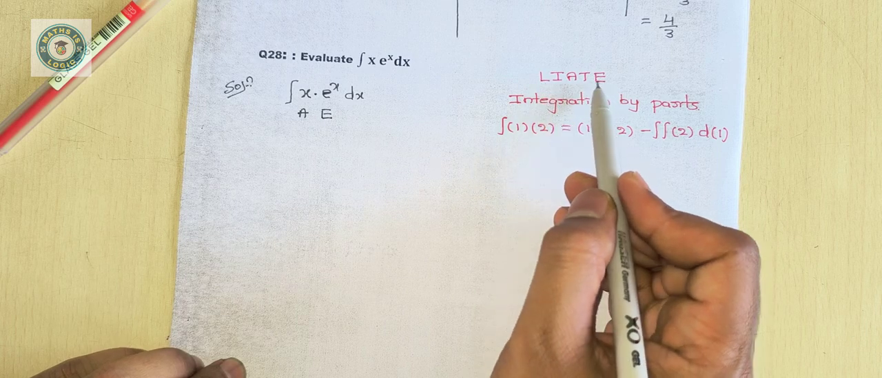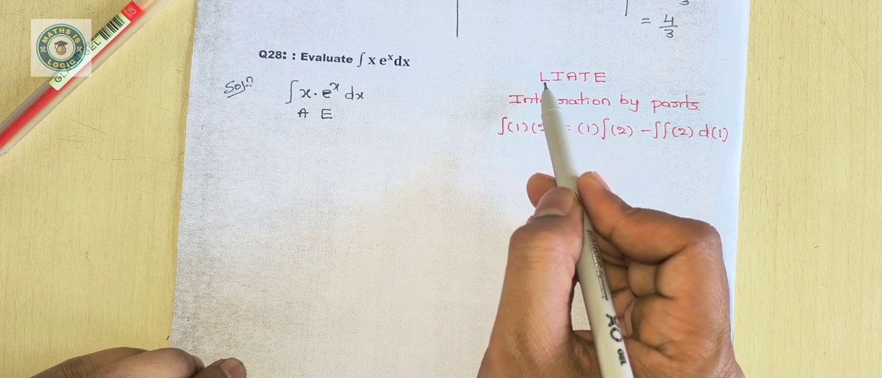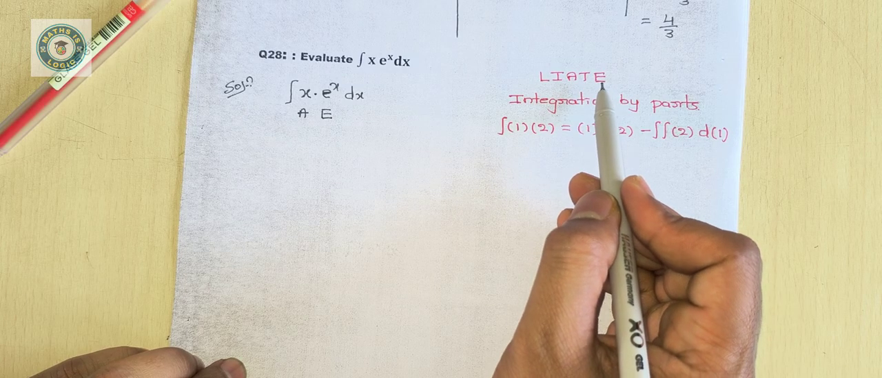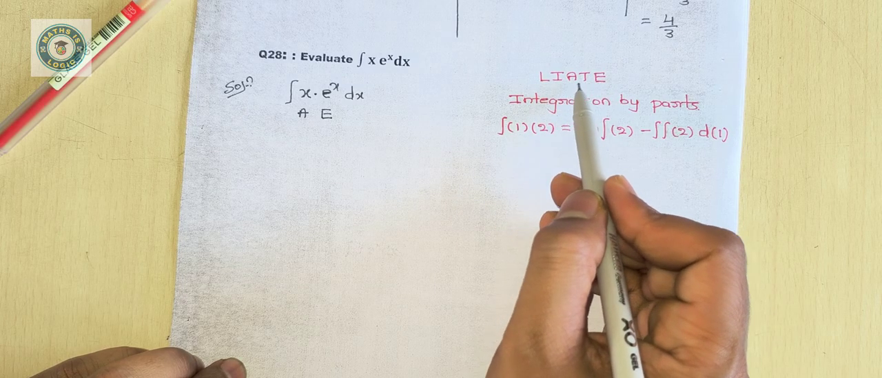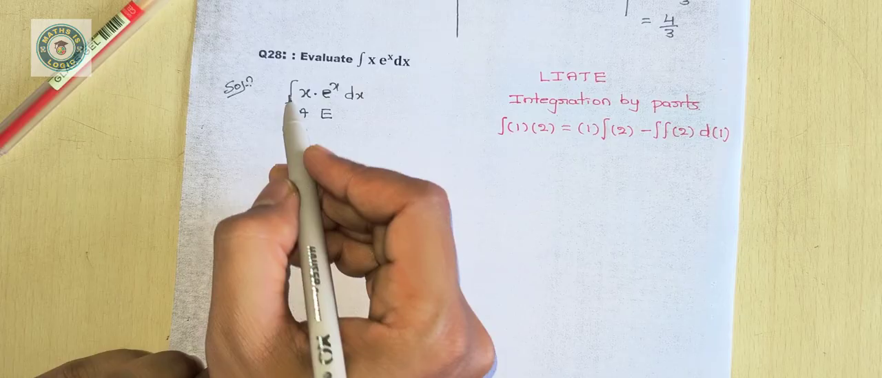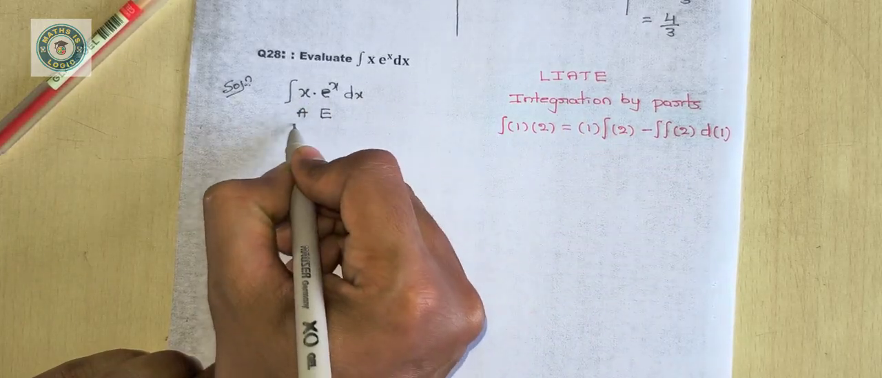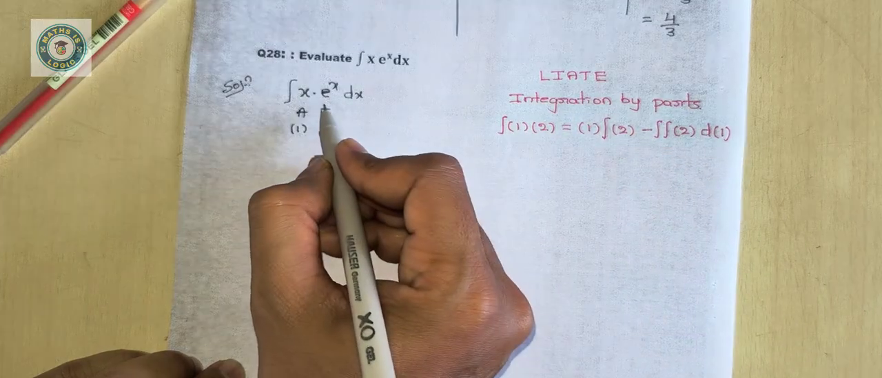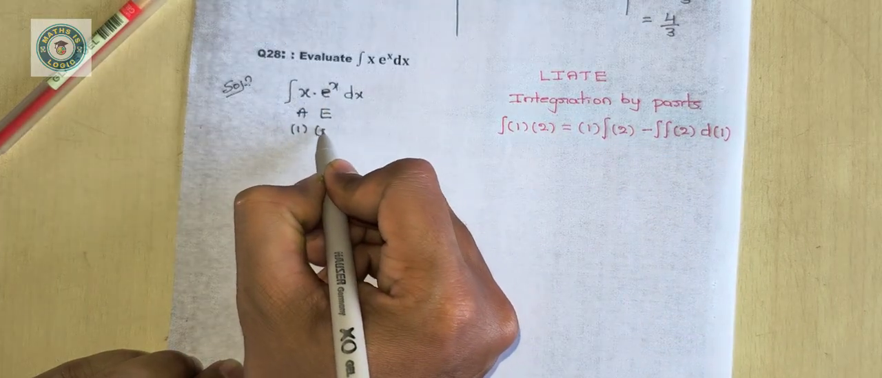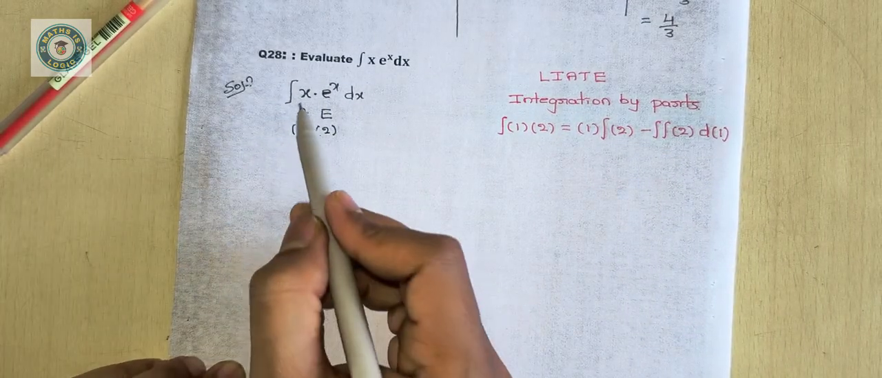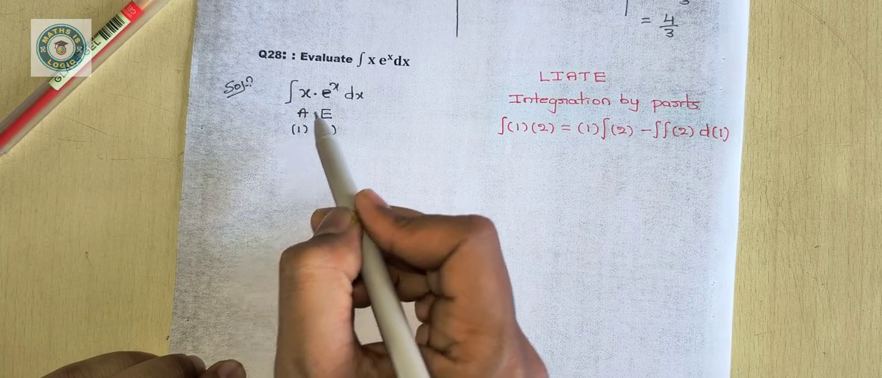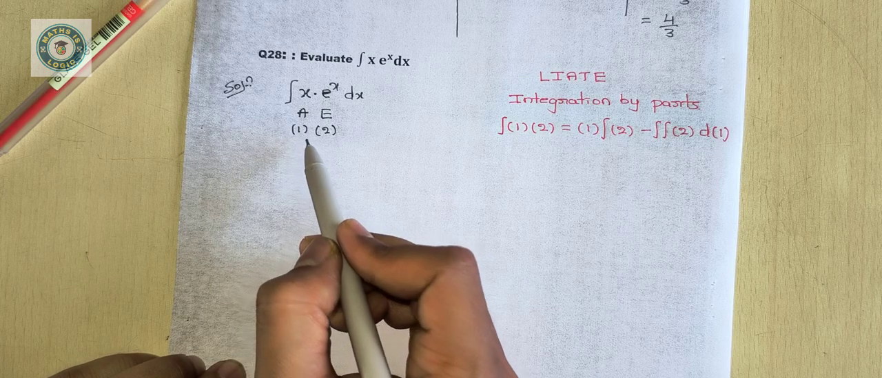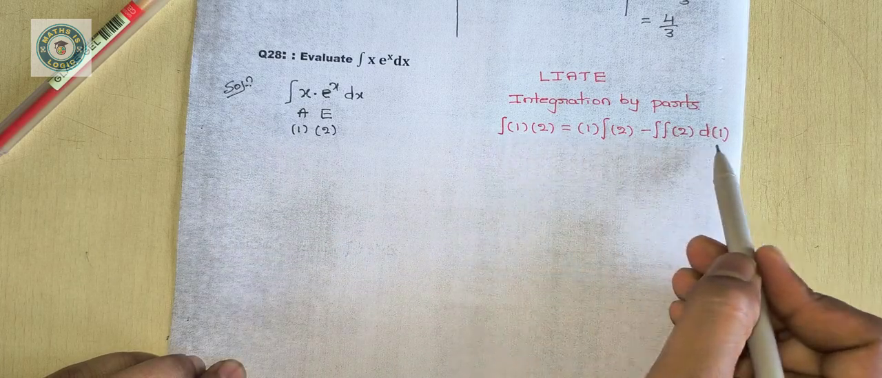Here a total of 5 functions come. First is logarithmic, next inverse, algebraic, trigonometric and exponential. According to this rule, first algebraic comes, that's why x becomes the first function. After that exponential comes, that time e power x becomes how much here, the second function. So x we consider as the first function, e power x we should consider as what, the second function. After this here we need to apply this formula.